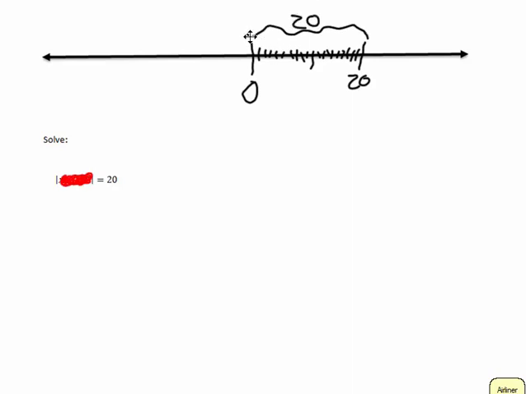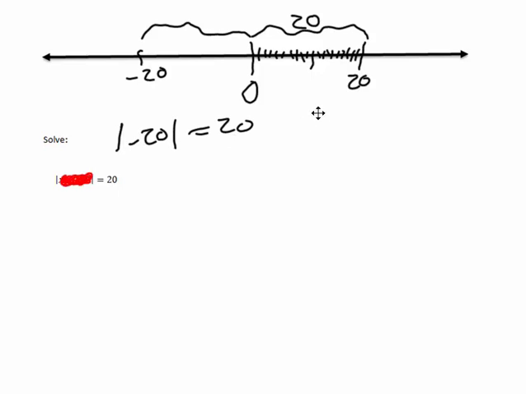Well, I can also go 20 in that direction, and that would leave me at negative 20. So I know that whatever is under here is either going to give me 20 or negative 20, because the absolute value of negative 20 is 20, and the absolute value of 20 is 20. So that must mean that whatever is in here is either equal to negative 20 or it's equal to 20.